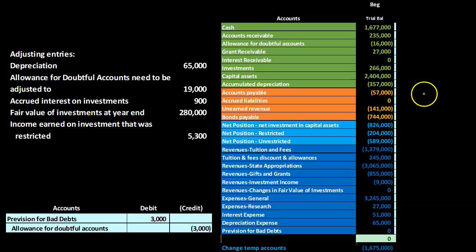Next transaction, we're going to be taking a look at and considering the allowance for doubtful accounts, which needs to be adjusted to 19,000. That's going to be this account up top related to the accounts receivable.